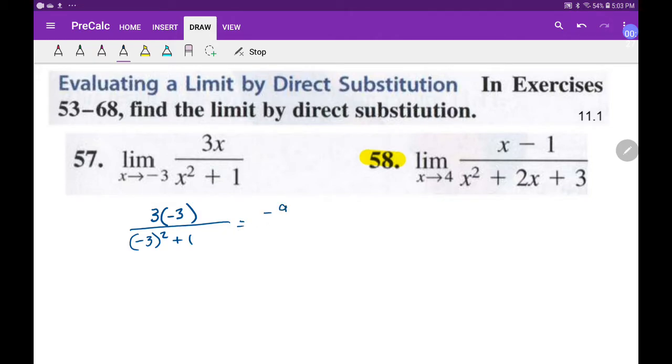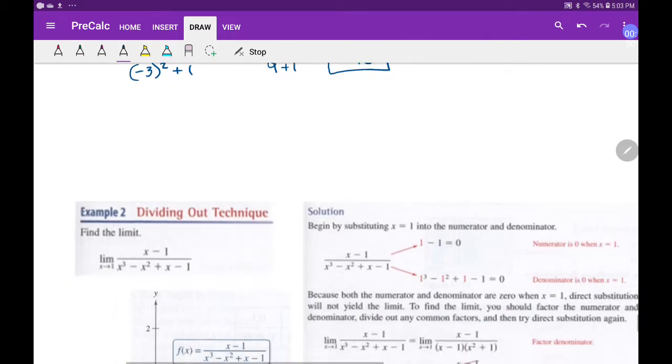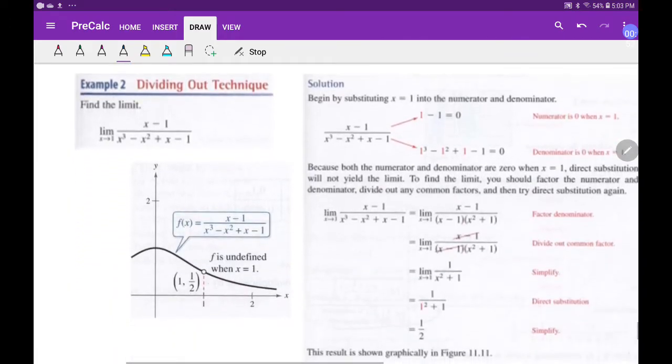I have negative 9 over 9 plus 1. So I have negative 9 over 10. And I'm sure that if I graphed this, I would see that as I got close to negative 3, I'd be very close to negative 1 and a little bit less. That's direct substitution. Sometimes that doesn't work, as you can see here.